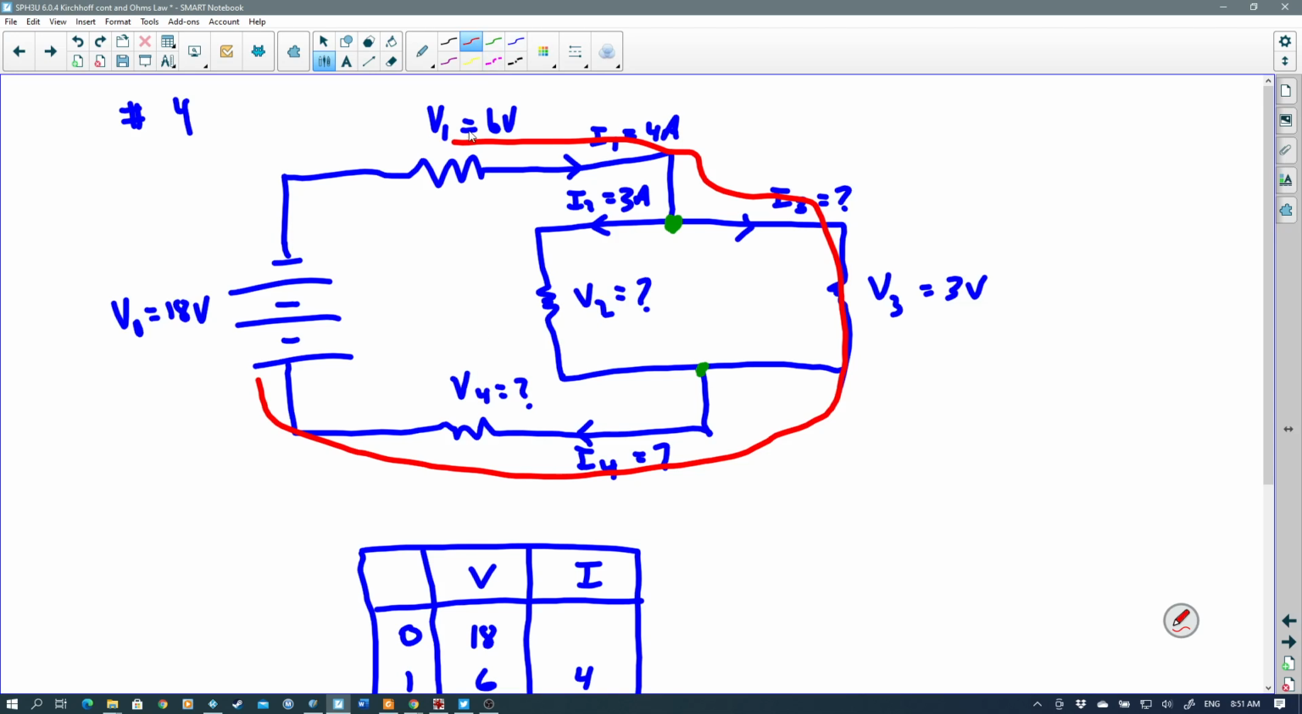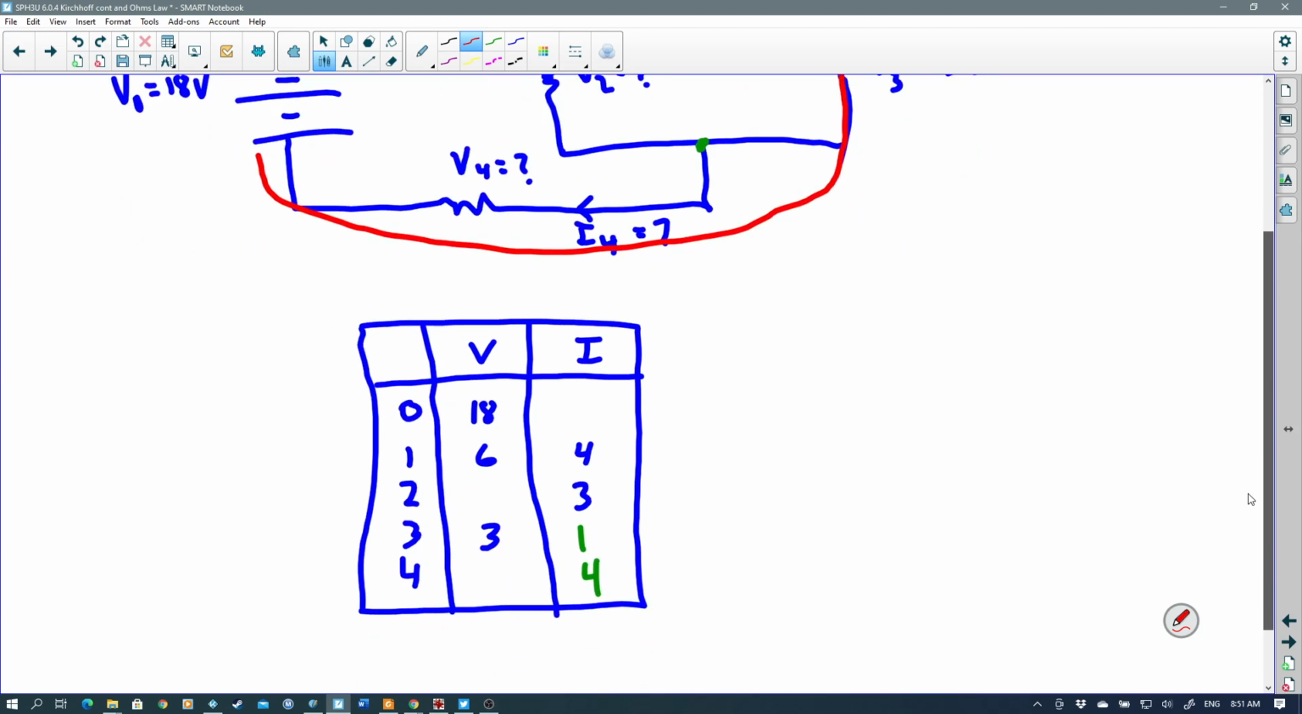So again, through this red circuit or path, we have 18 volts being given to the electrons, 6 volts being taken away, 3 volts being taken away. That's a total of 9 volts being taken away. So V4 has to be 9 volts.